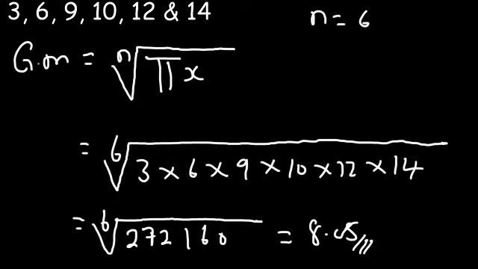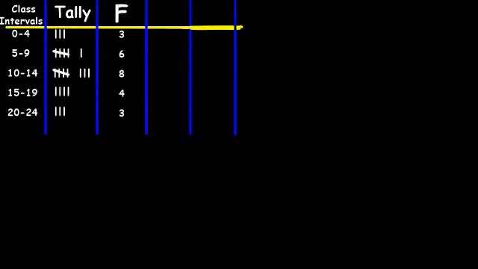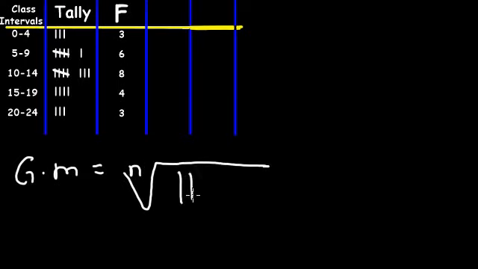Now what about group data? How can we find the geometric mean? Let's consider a situation like that. So consider the frequency distribution tally table on the board. Feel free to pause the video and find the geometric mean. Like we said earlier, the formula that helps us to find the geometric mean of a group data is simply the nth root of the capital Pi of x raised to the power of f.